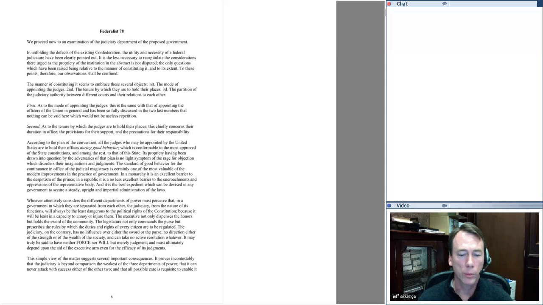"Its propriety having been drawn into question by the adversaries of that plan is no light symptom of the rage for objection which disorders their imaginations and judgments." The fact that the anti-federalists like Brutus would oppose this, he says, just shows you how crazy they are. But, you know, that's pretty good political polemic. But the truth is, there was some traction to that charge of the anti-federalists.